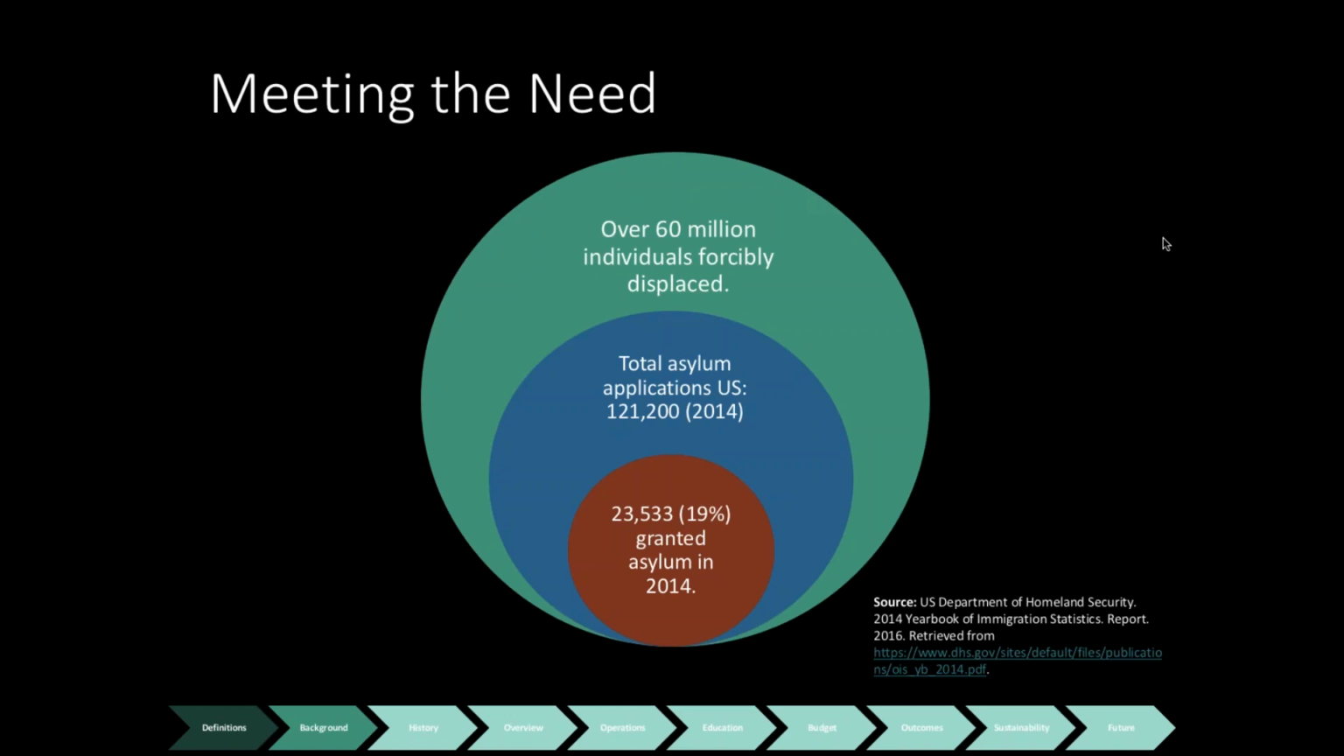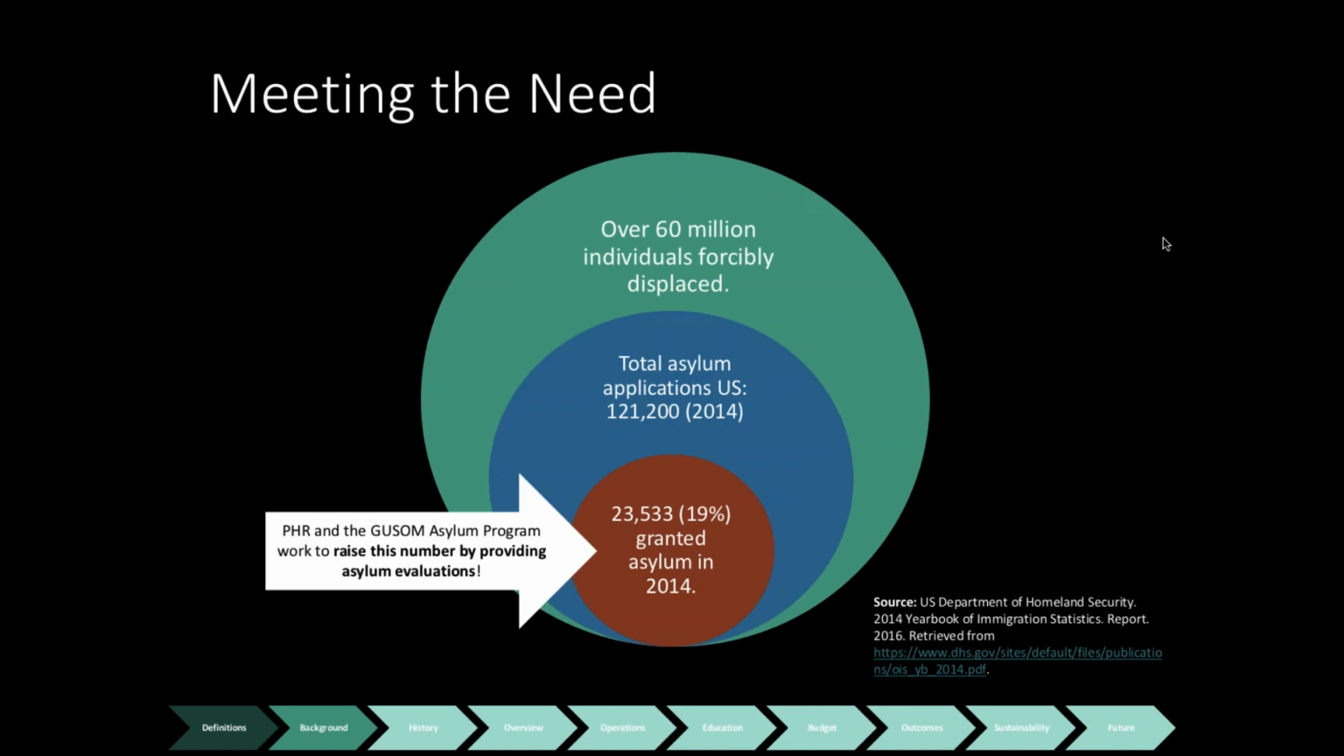This is in contrast to the 2008 numbers, which were more like 38%. So clearly, the United States is not meeting the demand of the crisis. But PHR, that is Physicians for Human Rights, and the GUSoM asylum program have worked to raise this number by providing the asylum evaluations that we were alluding to earlier.